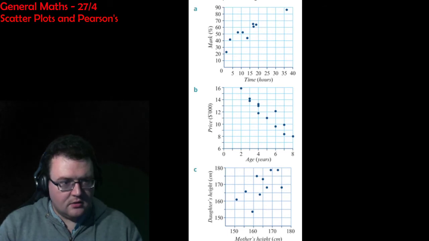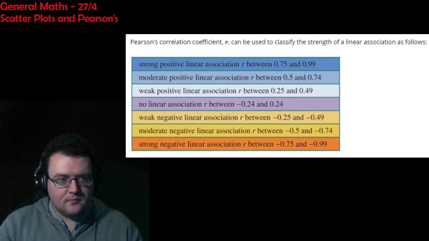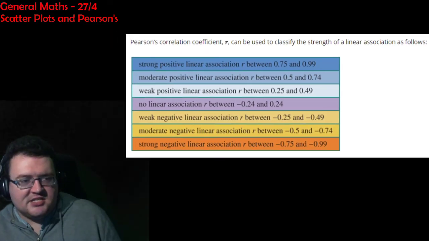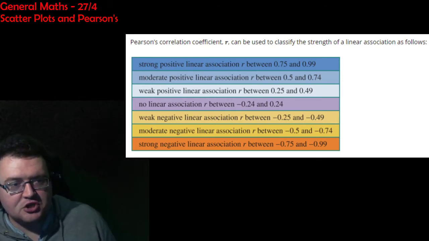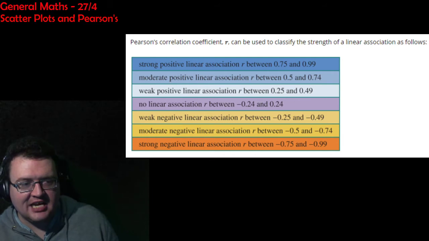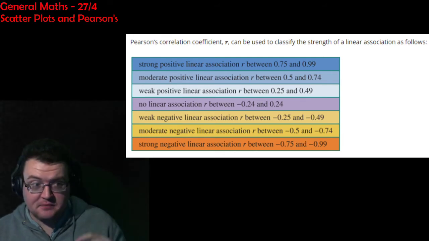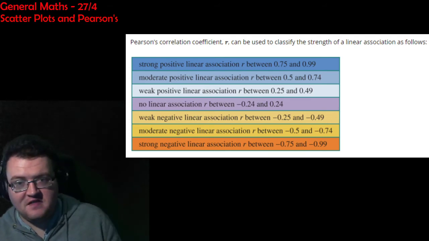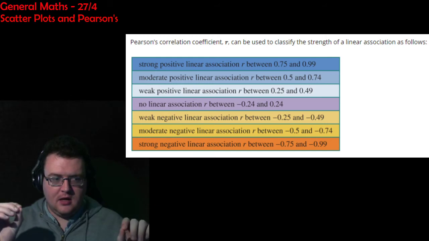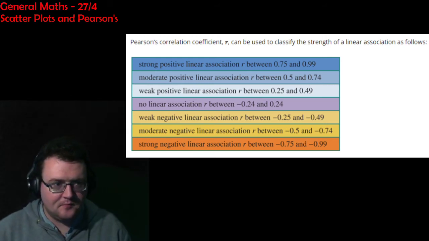All right, so this table here, Pearson's correlation coefficient, also known as R, is used to classify the strength of a linear association. That requires, one, there to be a linear association, and for the data to be numerical, to make that connection.